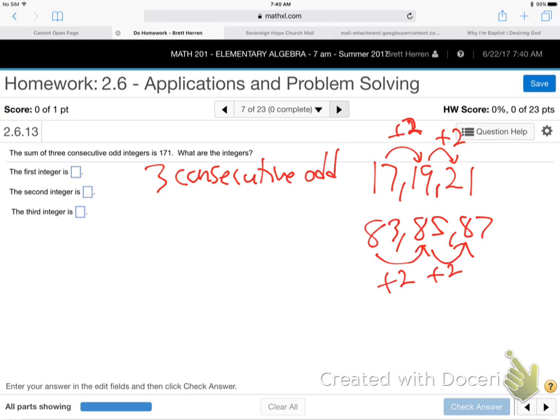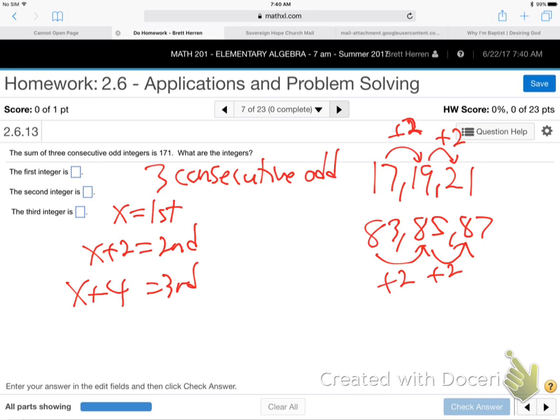What's the first one going to be? What's the first in every word problem? X is always the first. Now, what's the second one going to be? If the jump is 2 every time from odd number to odd number, it's going to be x plus 2 instead of x plus 1. Does everybody see that difference? Because the jump is 2 now, not 1. And then what's the third one going to be? Add 2 more, x plus 4.